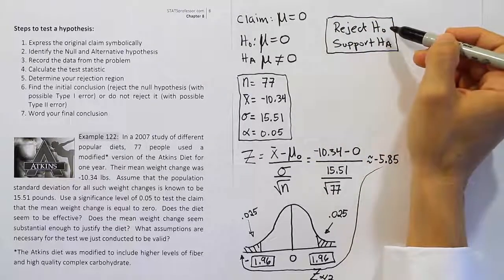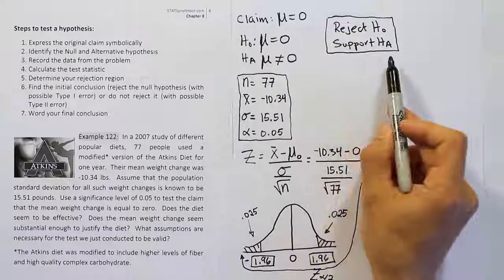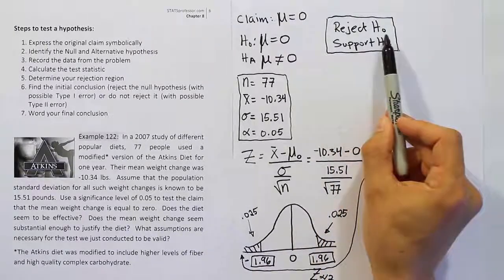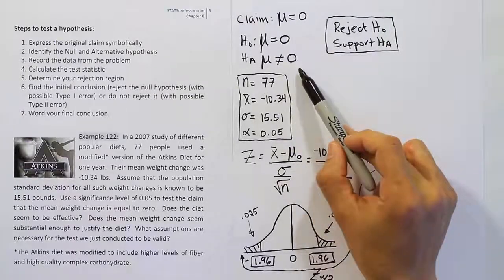If you decide that you reject the null because the test stat lands in the rejection region, it means you also support the alternative, because if the null should be rejected, that means it's basically wrong, and that means the other one must be right.